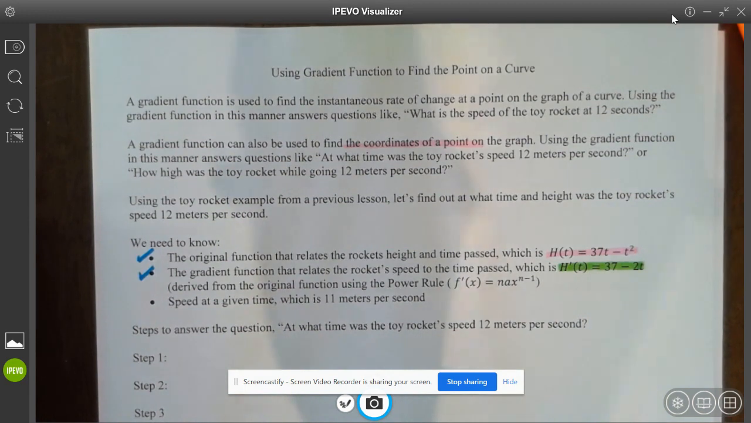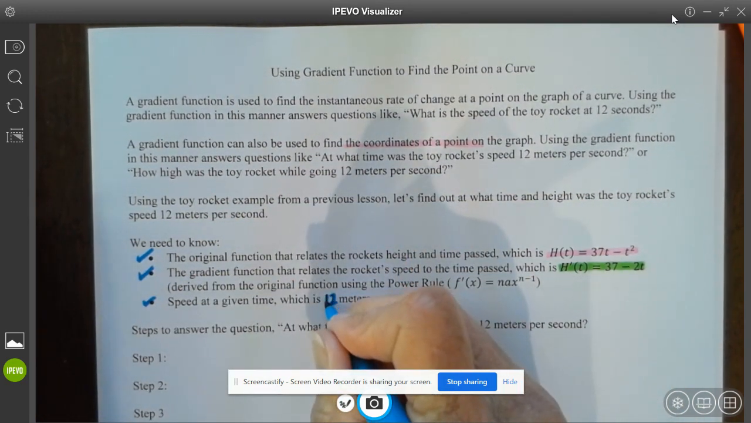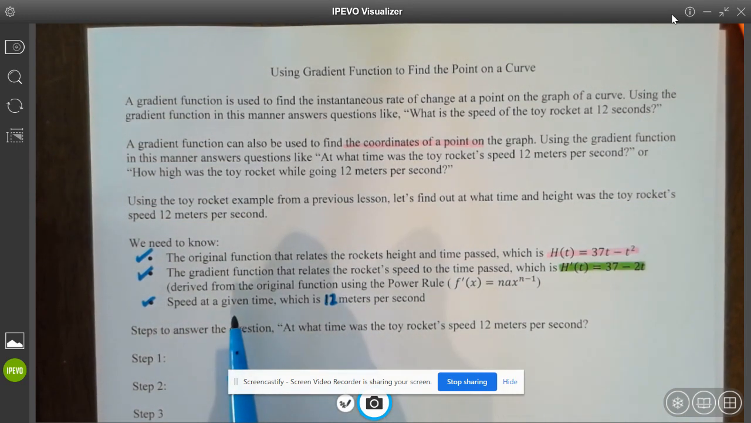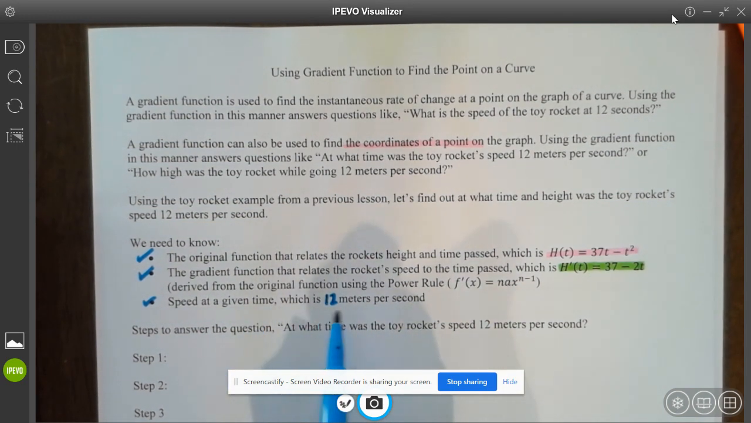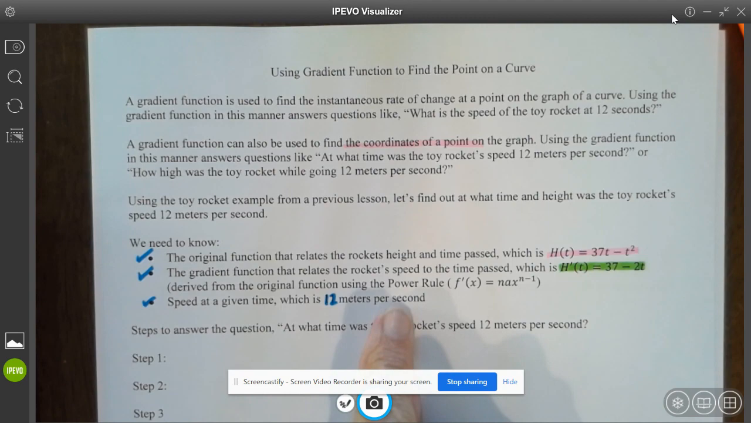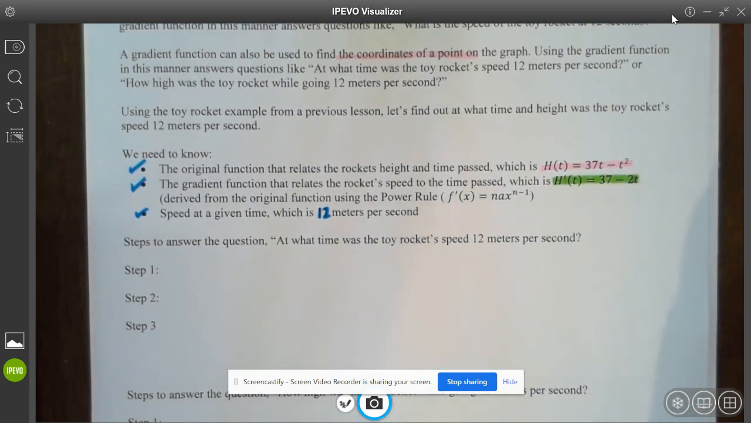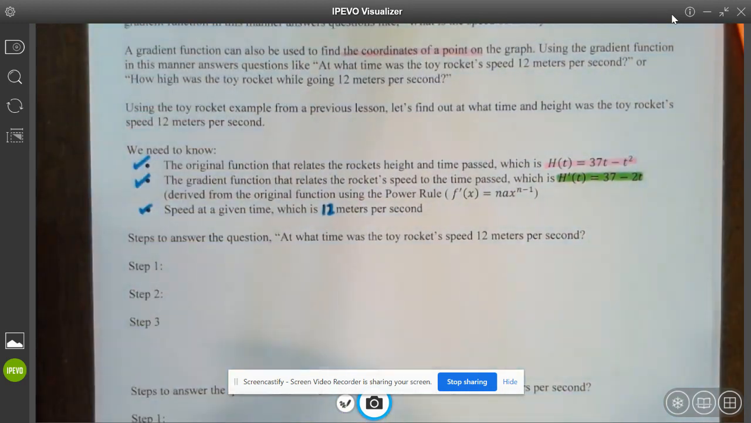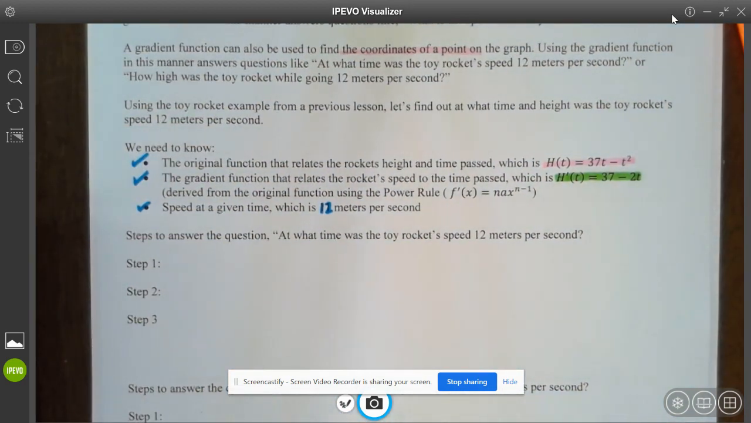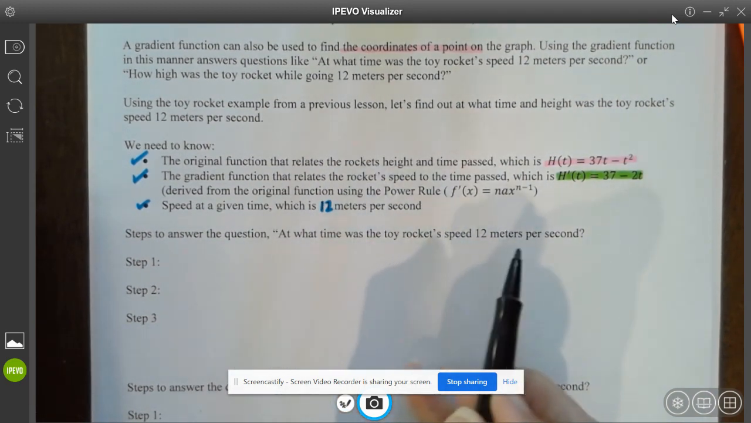The last thing we need to know is the speed at a given time. In this case, I'm going to use 12 meters per second. So I'm starting off the problem with a speed. And once you start off the problem with a speed, you should think, oh, rate of change, speed, I'm going to use a gradient function. I'm going to show you how to use the gradient function to answer the question, at what time was the toy rocket's speed 12 meters per second?